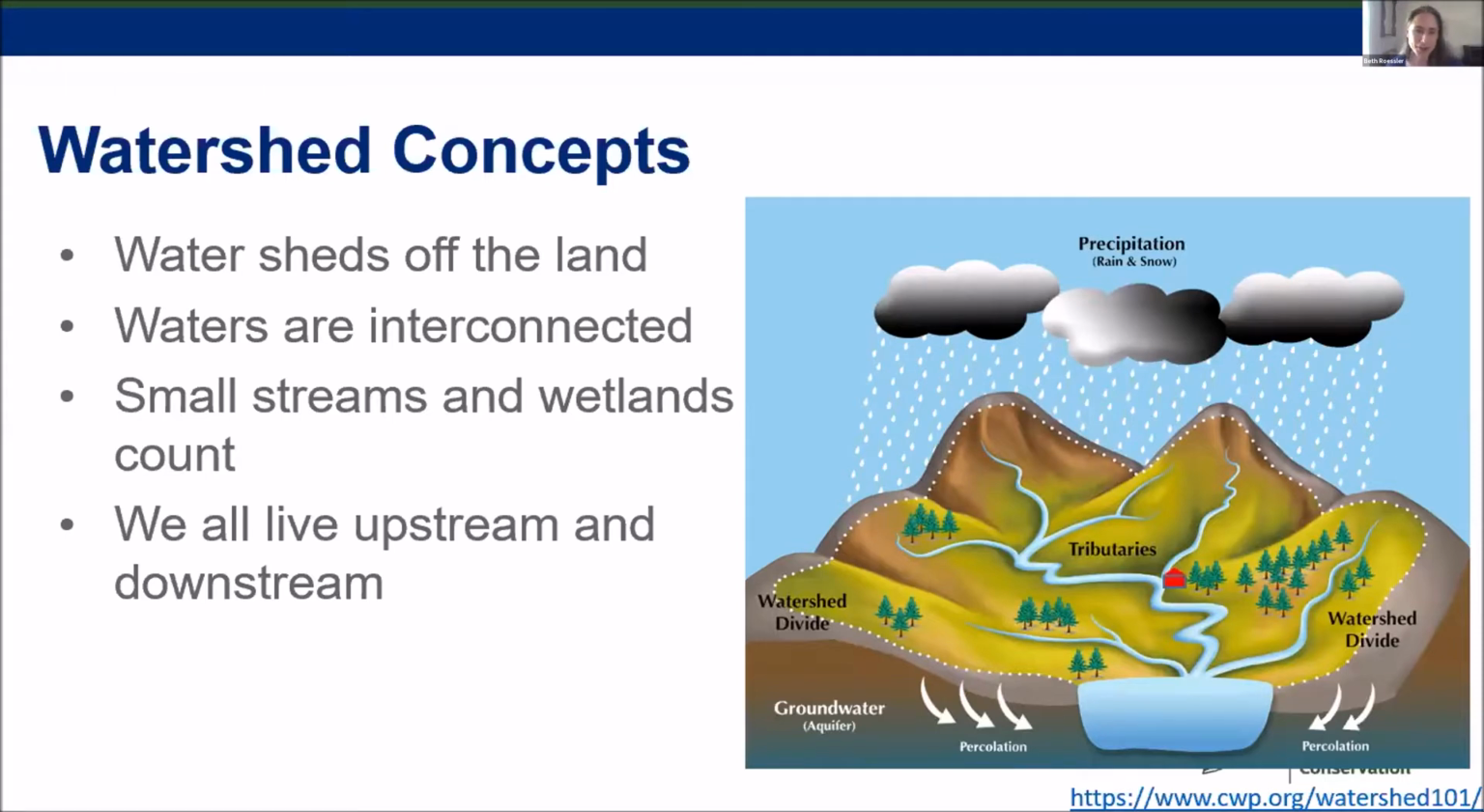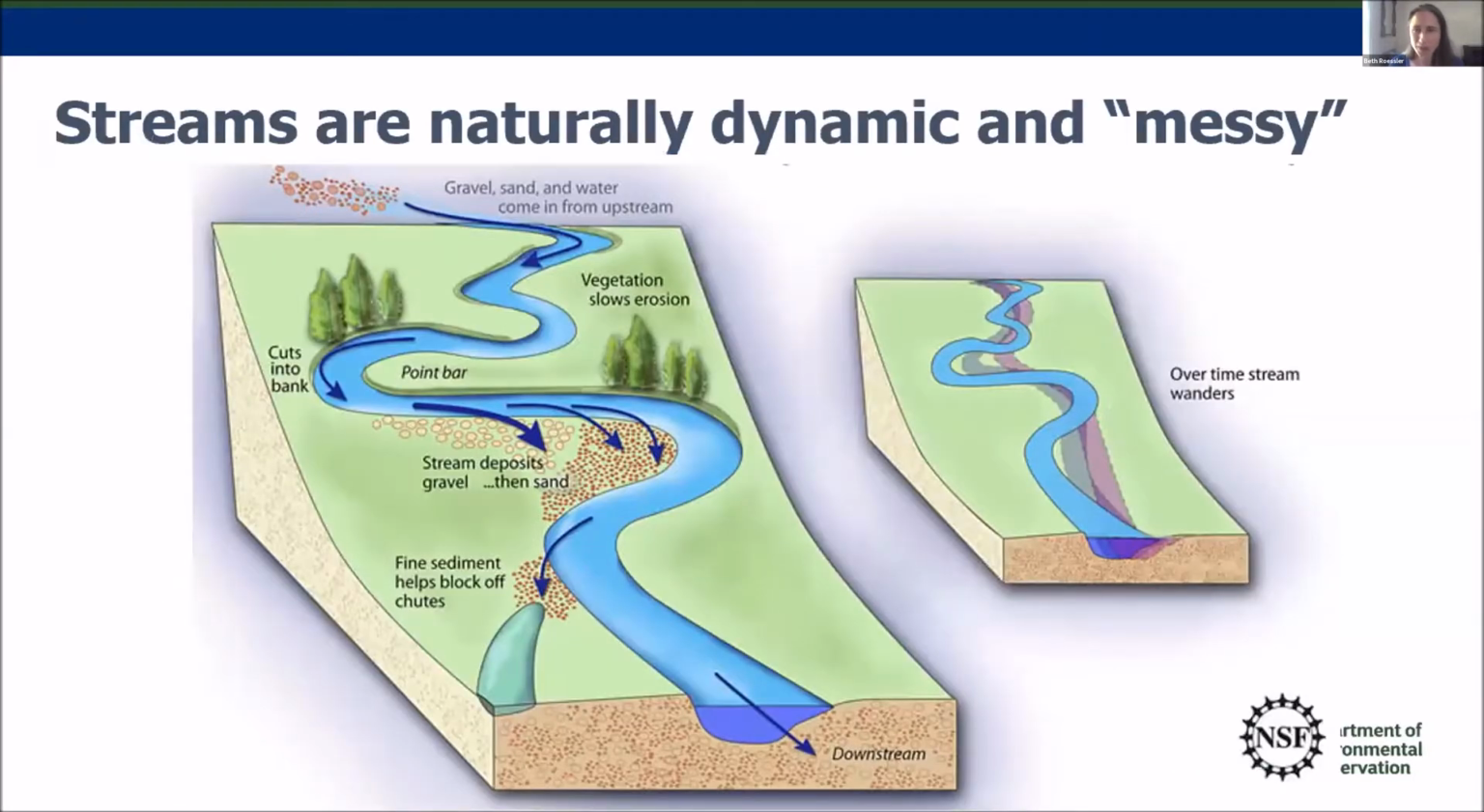The other thing I hear a lot is people saying, well, I have this small intermittent stream that doesn't really have water all the time. Those small streams and wetlands really do count in what affects what's happening downstream and the character of watersheds in general, because the majority of the water that ends up in the Hudson actually comes from those headwaters. It enters the system there. So don't discount those. And as I mentioned before, we all live upstream and downstream, so it's good to think about your neighbors, even the ones you don't necessarily know.